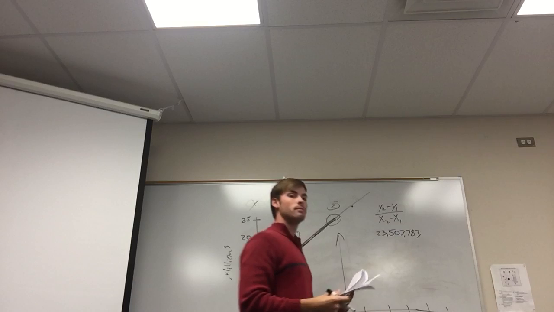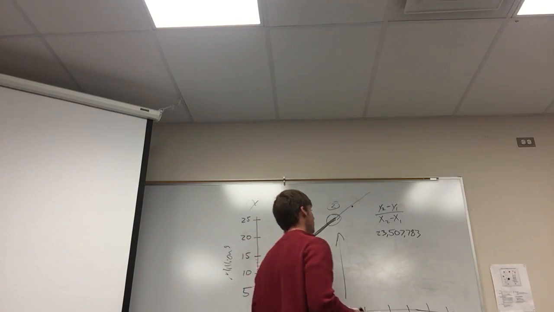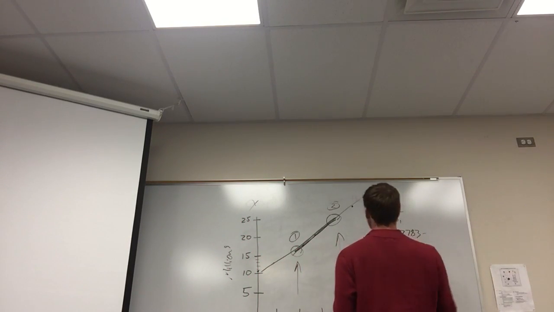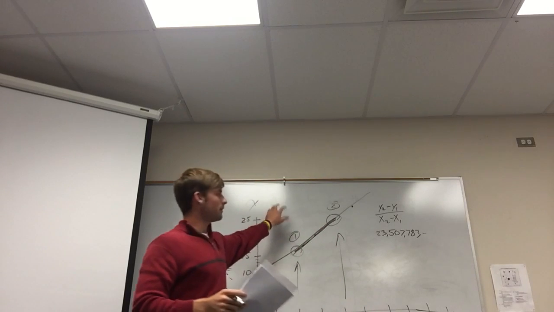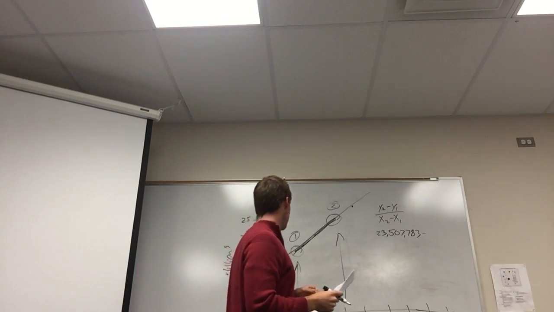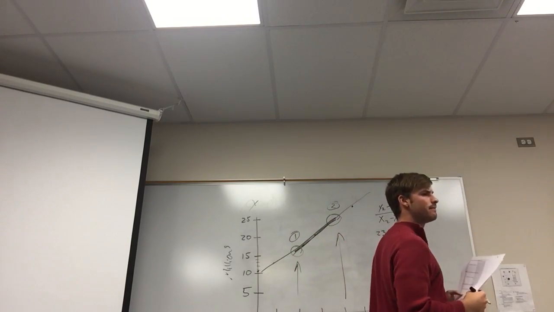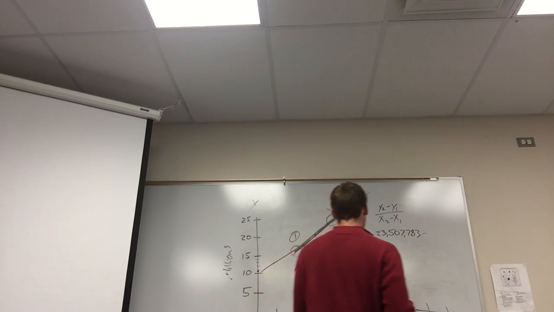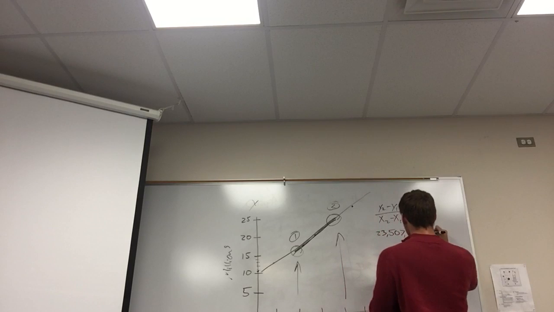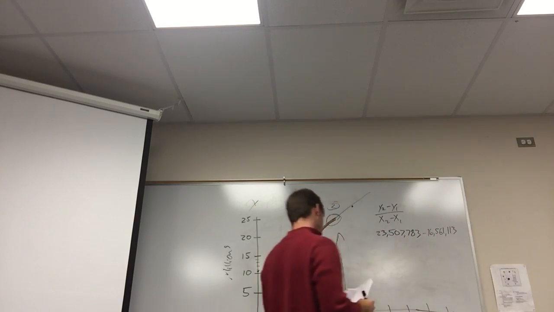507,783 people. Okay, sounds about right. Alright. So what about our Y1? What did we get back in 1986? Alright, what did you get? That's right. We had 16,561,113. Very good.